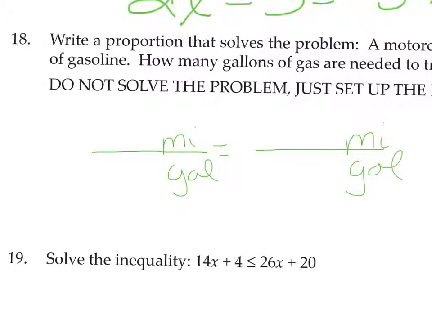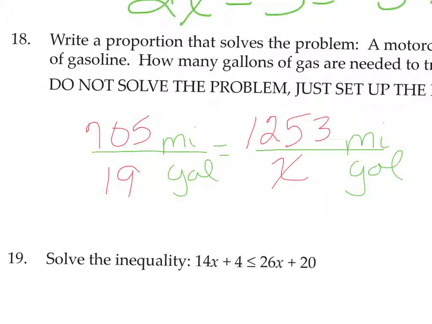Okay, and this part of the fraction comes from the first part of the story. A motorcycle can travel 705 miles on 19 gallons. So 705 miles on 19 gallons. How many gallons are needed to travel 1,253 miles? So the 1,253 goes here because that's miles, and the x will go here because we're looking for gallons. And again, we don't have to solve it. It just says set it up. So we're good.